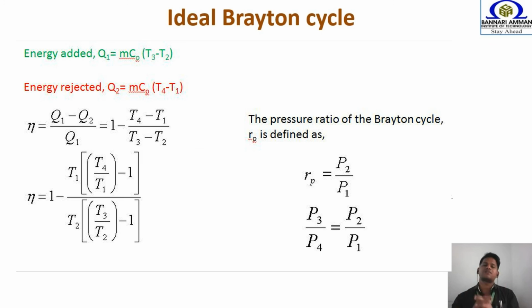Now it's very clear that efficiency is nothing but W net by heat supply. Let us assume heat supply is Q1, heat rejected is Q2. So what is W net? QS minus QR, which is nothing but Q1 minus Q2. Now you can see here, efficiency is nothing but output by input. So output, instead of W net, I am just substituting Q1 minus Q2. So what is input? Q1.